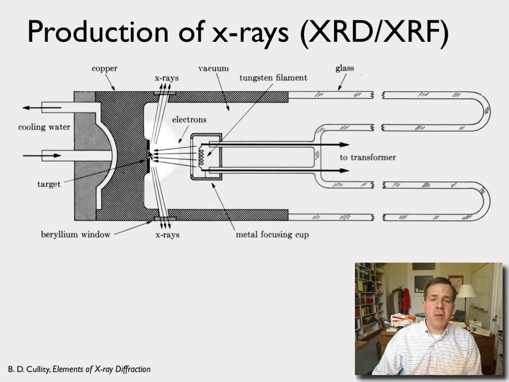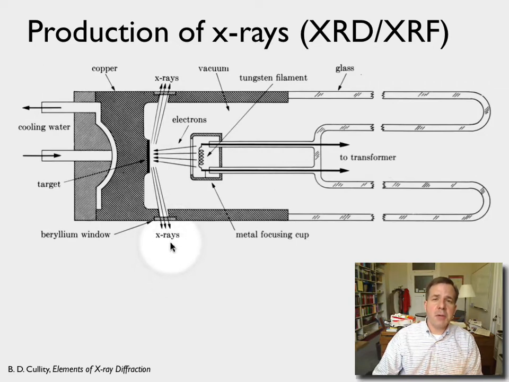Also, the electrons have the ability to ionize the copper atoms. And once the copper atoms are ionized, they can undergo transitions to lower energy levels by producing what are called characteristic X-rays. The X-rays then come out of the X-ray tube, typically through a window, typically made out of beryllium.